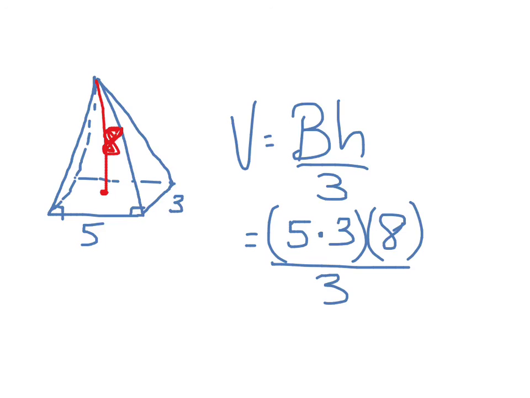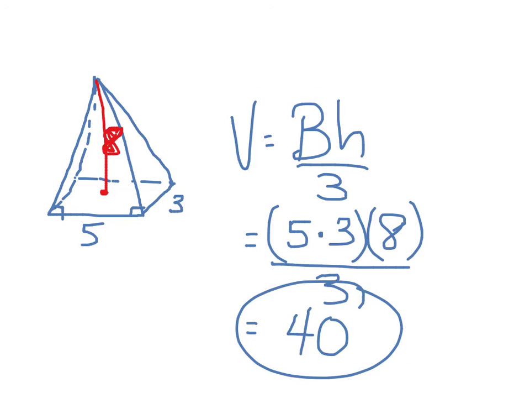And divide the whole thing by 3. So then to find my answer, I'm going to take 5 times 3 times 8 and divide it by 3. And what number spits out? 40. Something, right? Cubed. Whatever the measurement would be, cubed. What do you guys think?